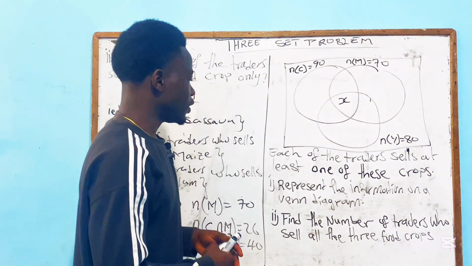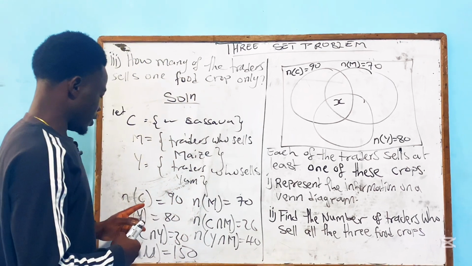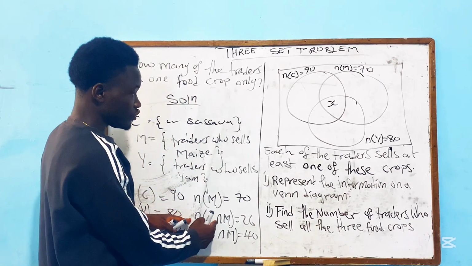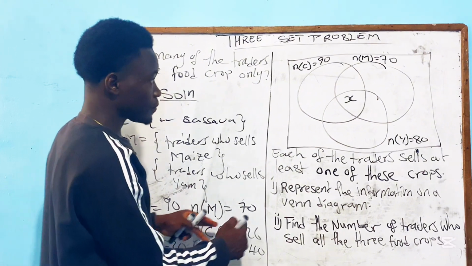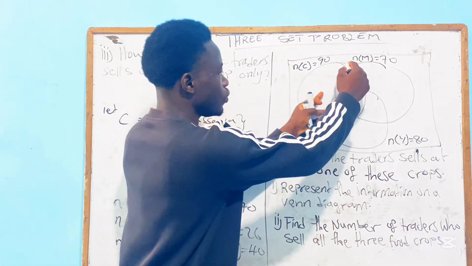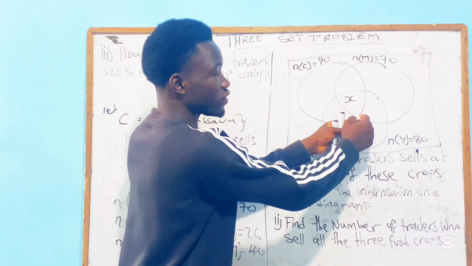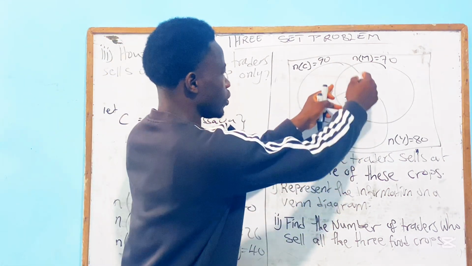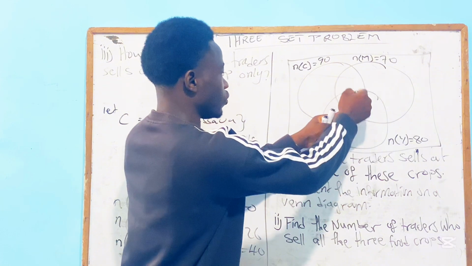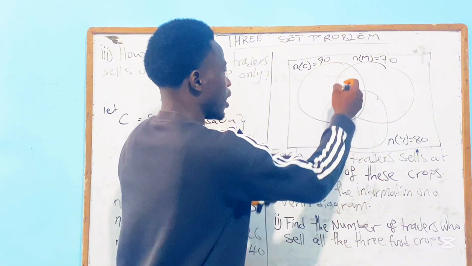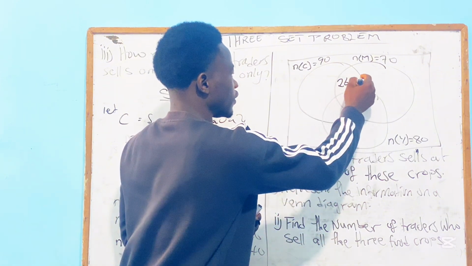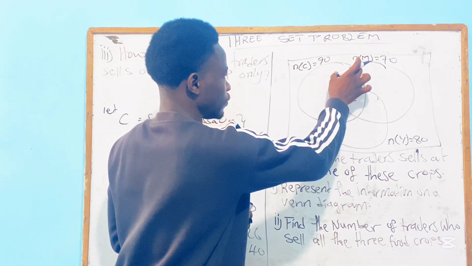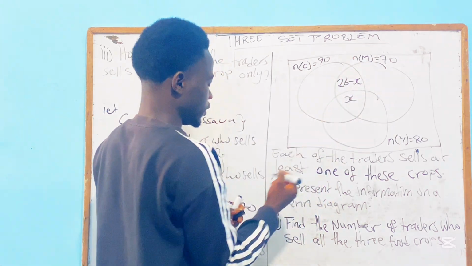So everyone inside there sells at least one of the crops. Now, the other part says the number of traders who sell cassava and maize. The whole of this is people who sell cassava and maize, and the value is 26. So if I want only here, I will take 26 minus x, to get only cassava and maize. But remember, the whole of this is cassava and maize.